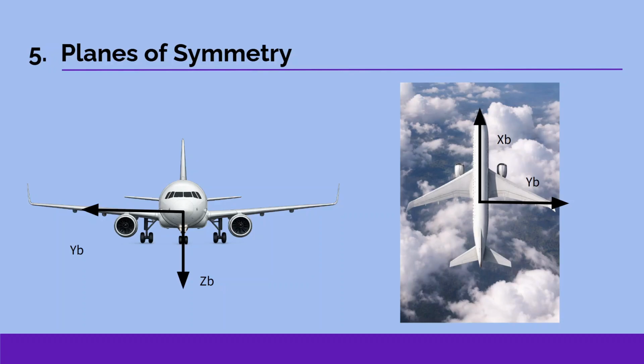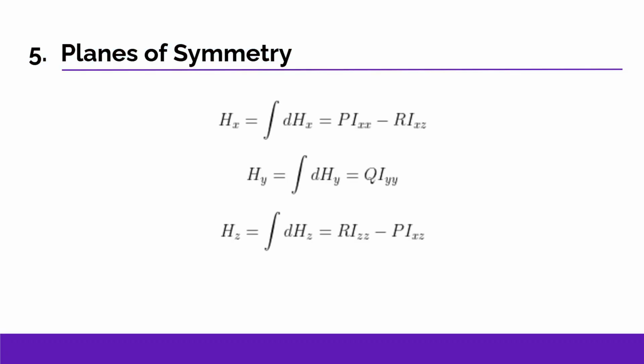Then on the right side, you can see that the left side of the aircraft and the right side of the aircraft from the top view are also symmetrical. And that means that any products of inertia that contain xy can also be equated to 0. And this is essentially what you would get. So these are your simplified angular momentum components.